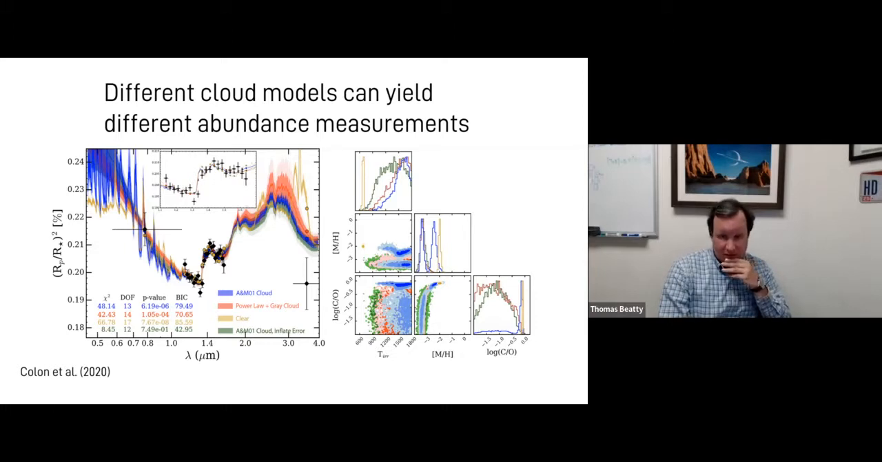And you can see for different cloud models in the blue and the red and the yellow, we get very different constraints on the overall bulk metallicity. You can see that on the right, and the C to O ratio. So different cloud models give us very different abundances. That means we need to understand what is happening with clouds on exoplanets if we want to be able to measure the abundances precisely.